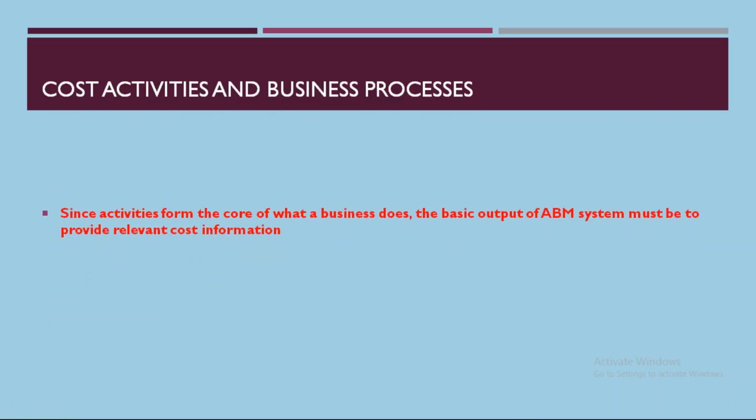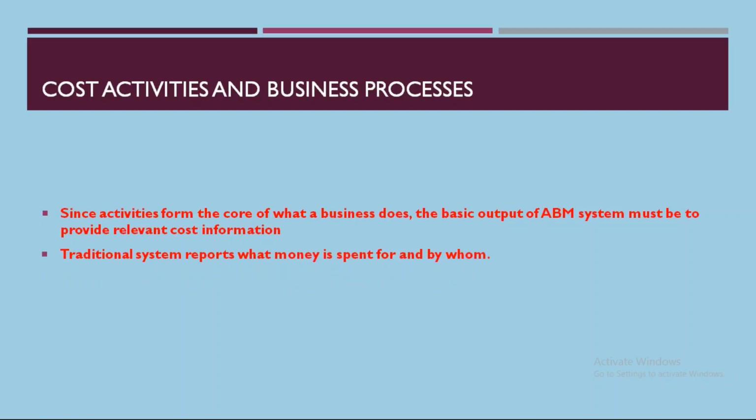So since the activities form the core of the business, the basic output must be to provide relevant cost information to the activity, not to the finance function, not to the HR function, not to the sales function. Look at the activity, what is happening. Is it the surgeries? Is it the kitchen activity? Whatever, look at the activity, and information should be related to the activity and not to the function.